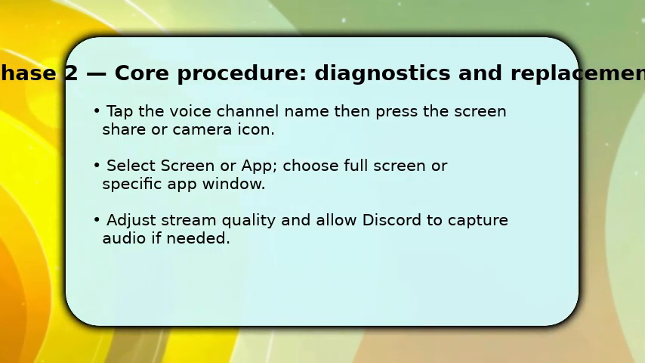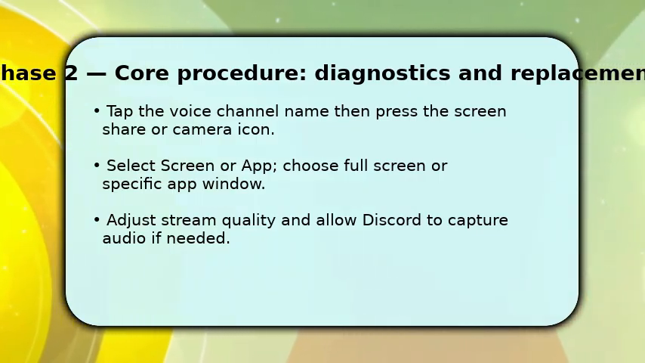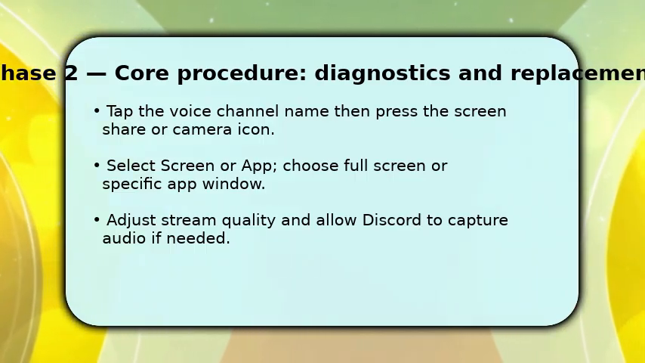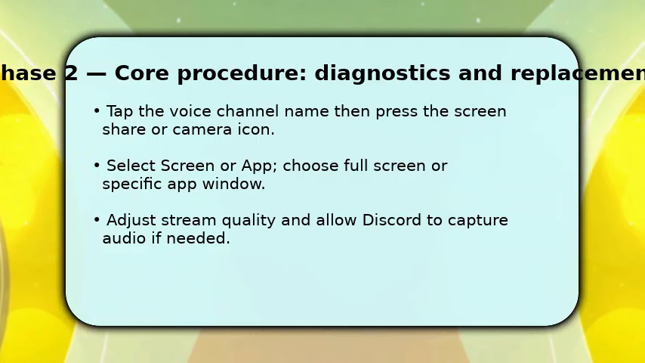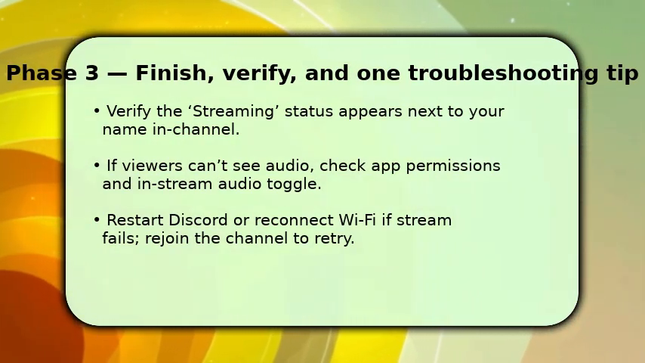Discord will ask to capture audio. Enable it if you want system sound included. Choose a stream resolution that balances quality with bandwidth, because higher settings can cause drops on weak connections. Finally, verify your streaming status shows up next to your username in the voice channel so viewers know you're live.